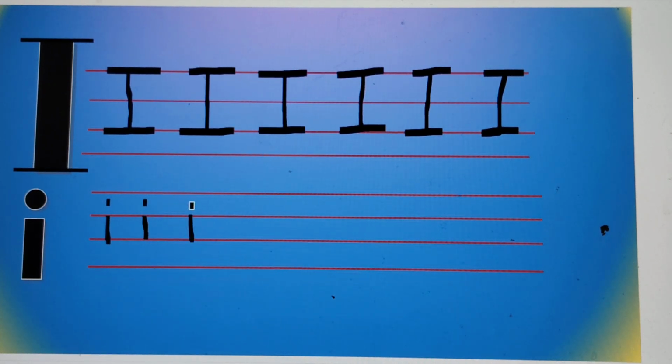Standing line with a dot on the top. This is the way we make small or lowercase I.